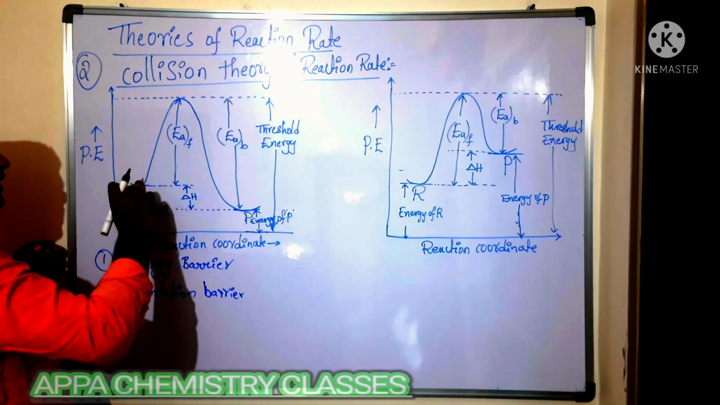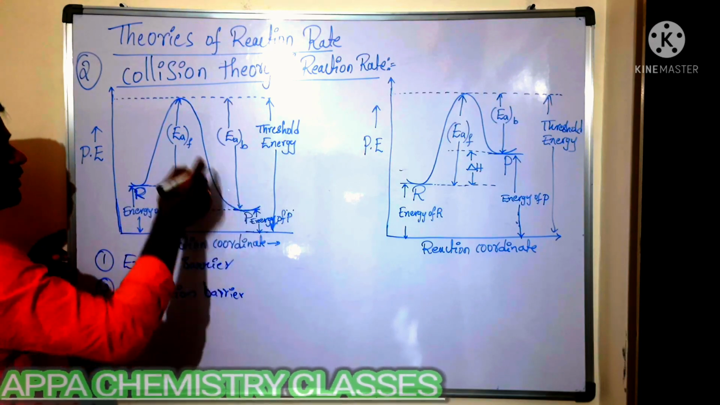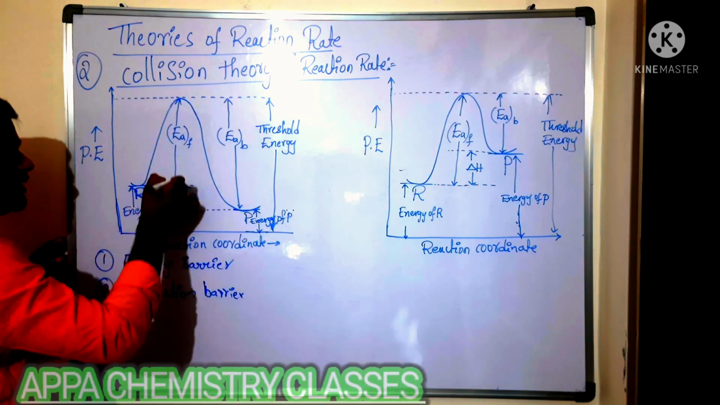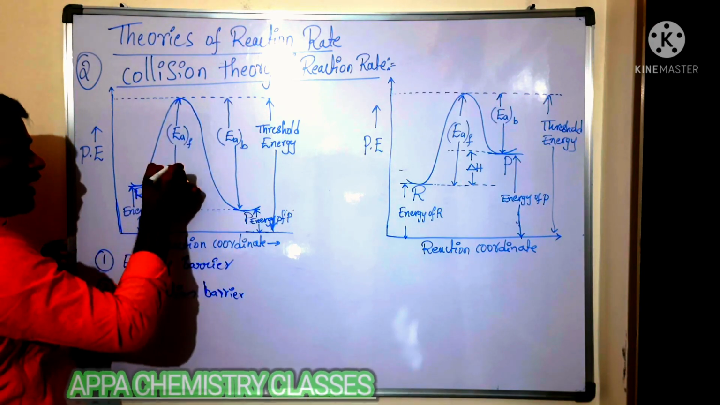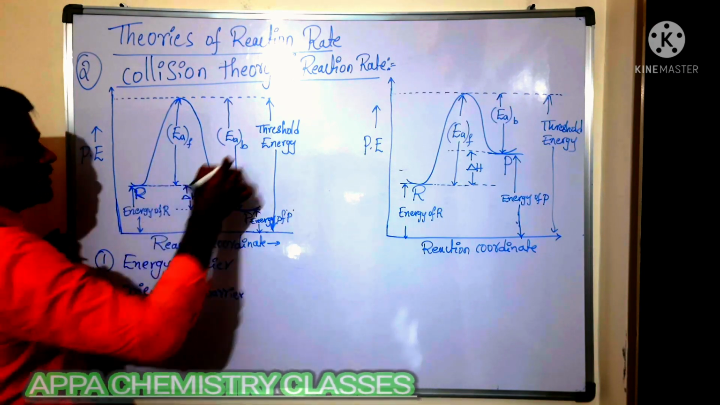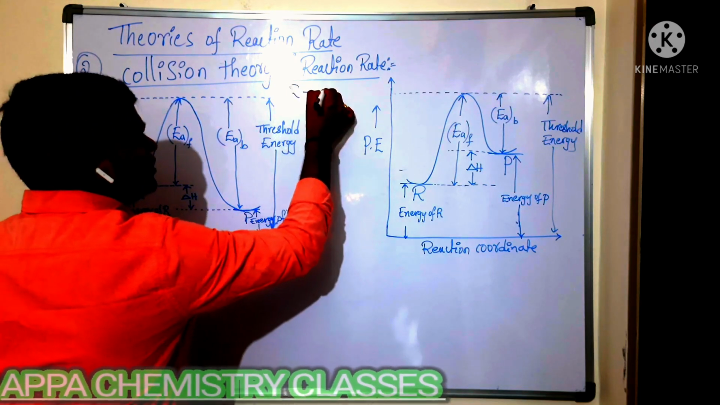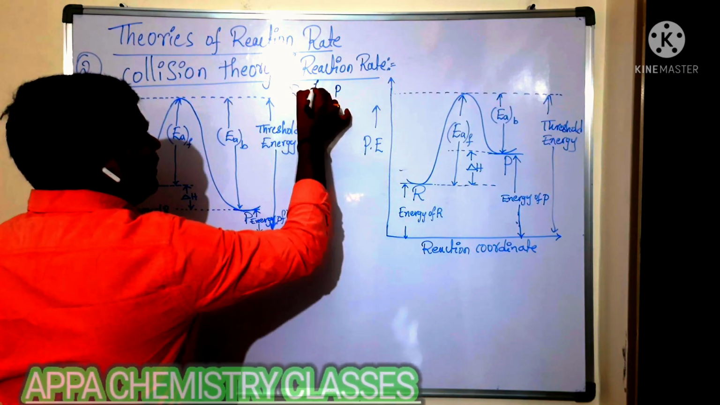Activation energy. Now you see here, reactants are converted to product. So whatever energy is required by the reacting molecules here, what is this energy called? It is the activation energy in the forward direction, because reactants are going towards the product. So it is the forward direction.